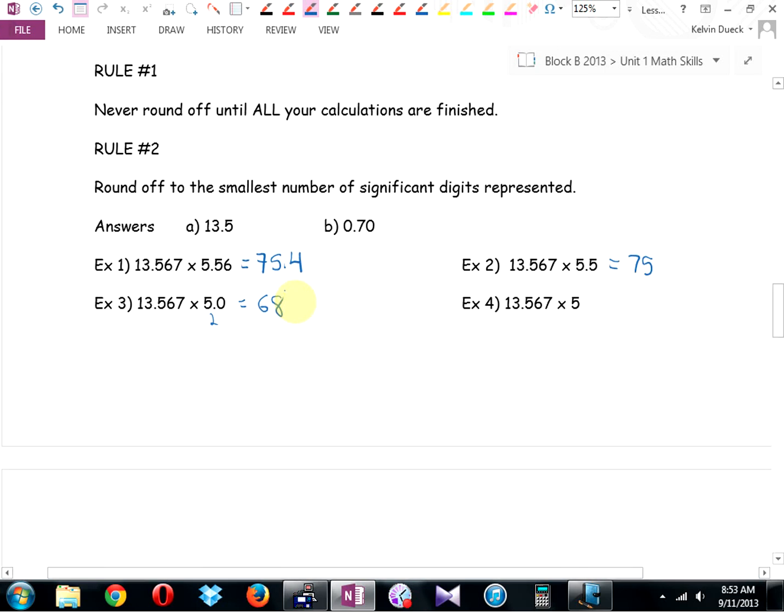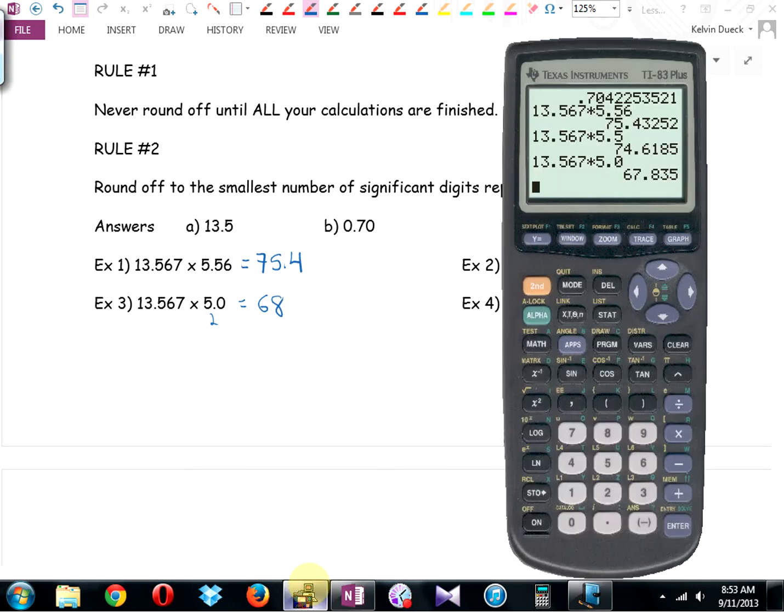Example 4. How many sig figs can I go to? Just 1. So it's going to be 13.567 times 5.